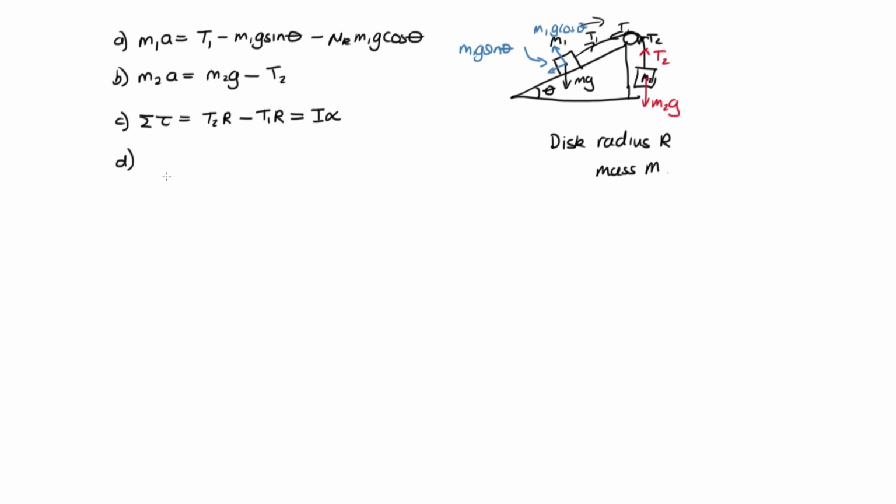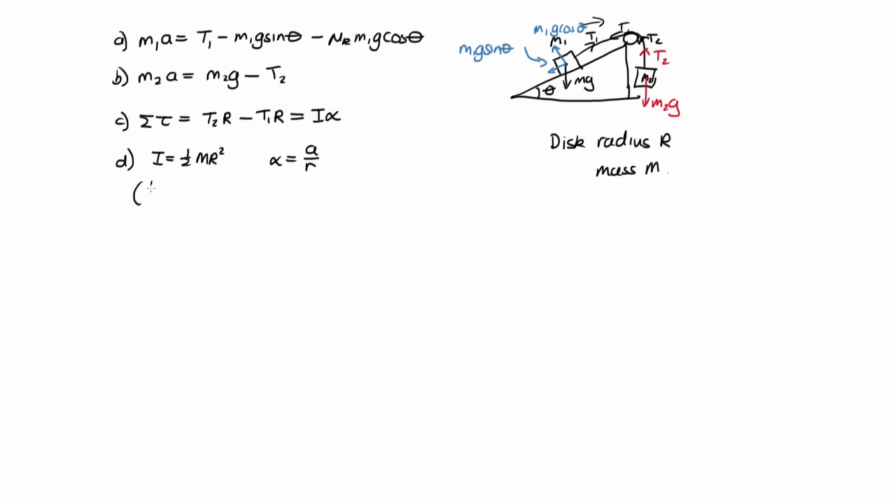Now in part D, it asks us to combine these expressions to come up with acceleration. The first two are fine, they've got acceleration, but we're going to need to work on this third one a little bit in order to get our acceleration. We know that the moment of inertia of a disk is given by a half MR squared, and alpha is related to the acceleration through a over r. So we can substitute these two expressions in here.